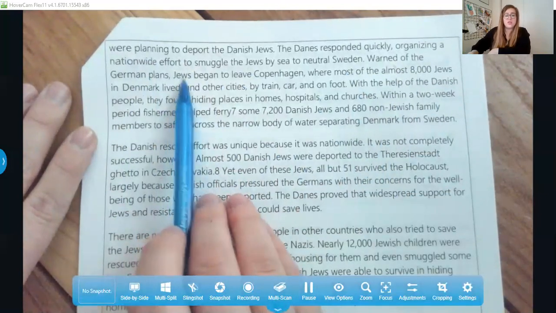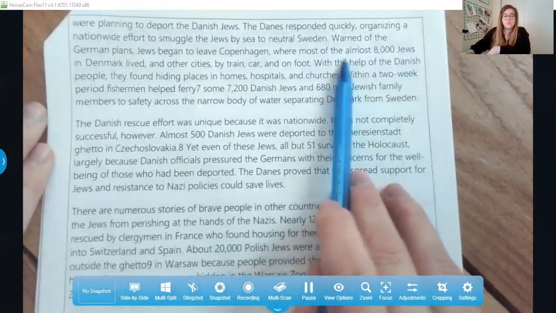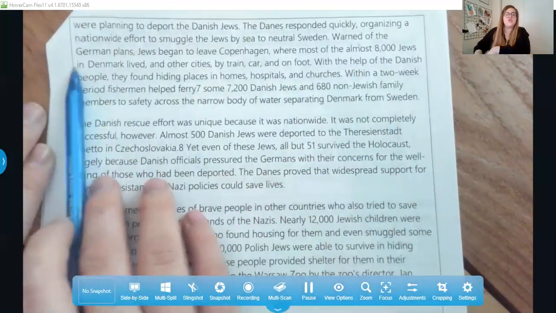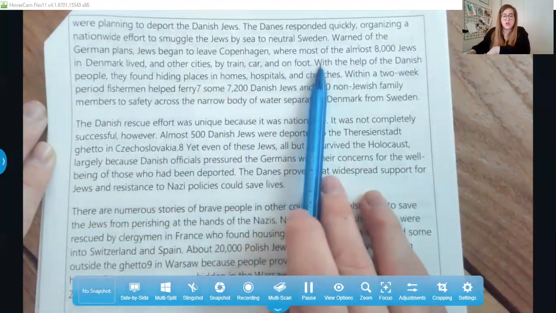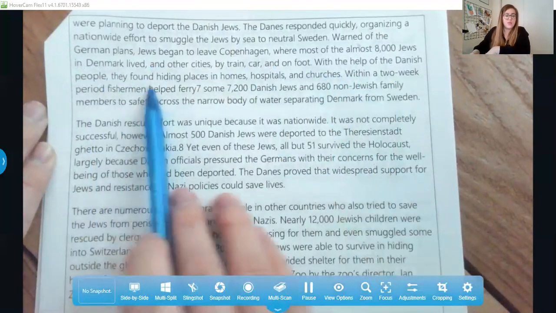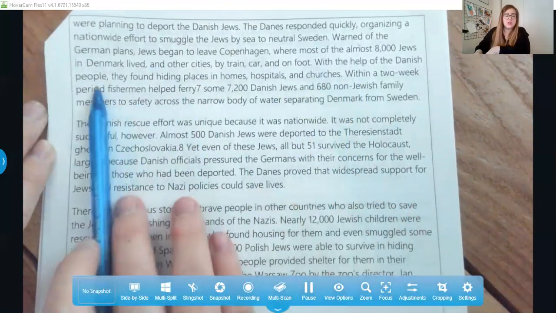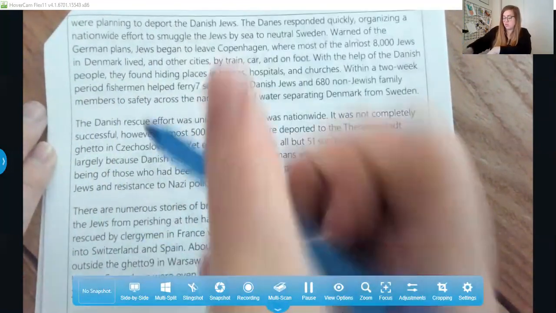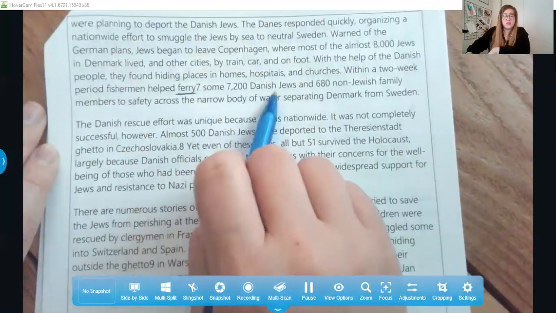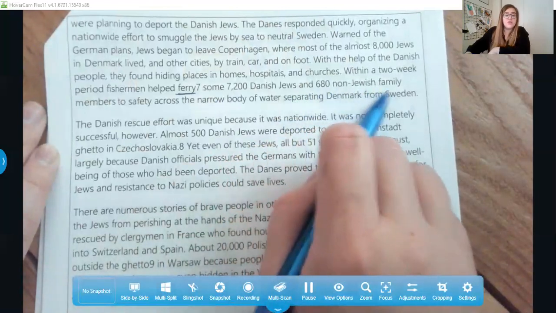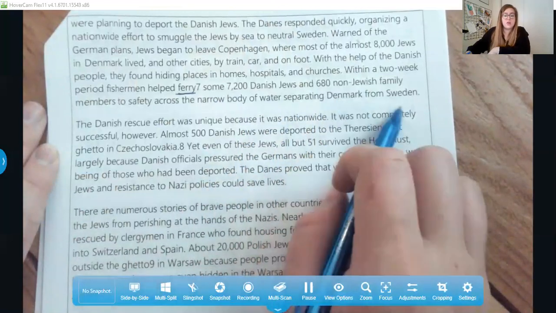Warned of the German plans, Jews began to leave Copenhagen, where most of the almost 8,000 Jews in Denmark lived, and other cities by train, car, and on foot. With the help of the Danish people, they found hiding places in homes, hospitals, and churches. Within a 2-week period, fishermen helped ferry, that means to move someone from one place to another, some 7,200 Danish Jews and 680 non-Jewish family members to safety across the narrow body of water separating Denmark from Sweden.